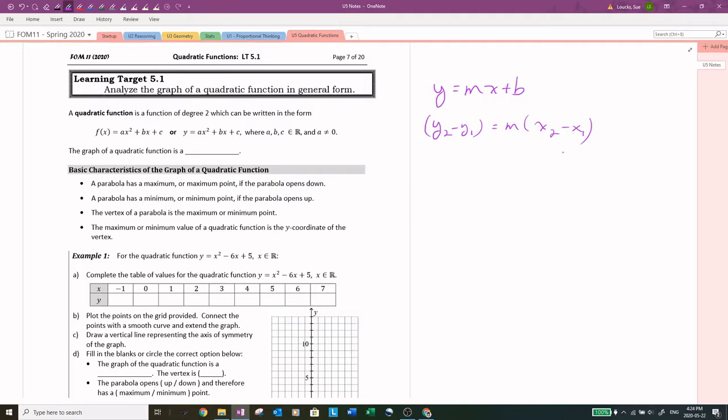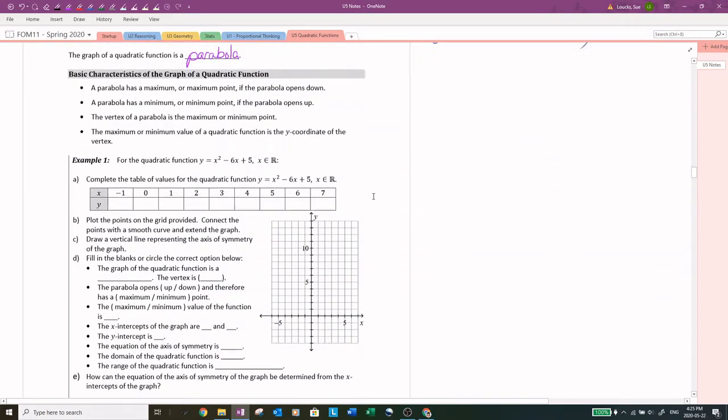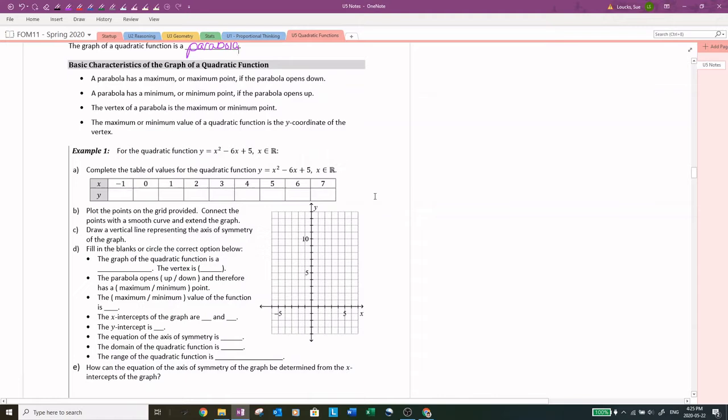Okay, so just to recap from the review, a quadratic function has degree 2, and it can be written as either y = ax² + bx + c, or f(x) = ax² + bx + c, where a, b, and c are real numbers, and a is not 0. All right? The graph of a quadratic function is a shape that's called a parabola.